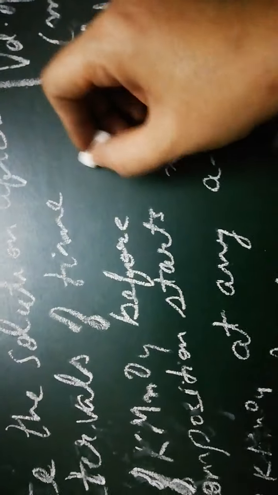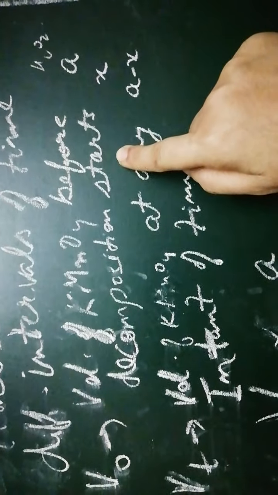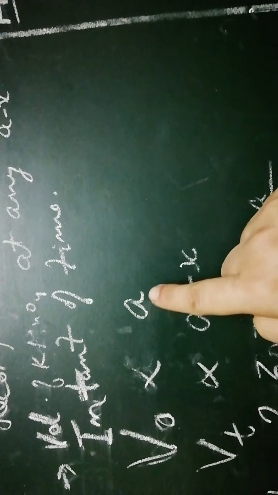So V0 is equal to volume of KMnO4 before the decomposition starts, and Vt is the volume of KMnO4 at any instant of time. So let us suppose that initial concentration of H2O2 is A and X moles of H2O2 is decomposed, so concentration left will be A minus X. This is the concentration of H2O2. So what will be the value of V0? V0 is the volume of KMnO4 before the decomposition starts. तो वॉल्यूम ऑफ KMnO4 कितना लोगे? जितना H2O2 है. H2O2 कितना लिया है? A मोल्स पर लीटर. तो वॉल्यूम V0 किसके प्रोपोर्शनल होगा? V0 will be directly proportional to A.